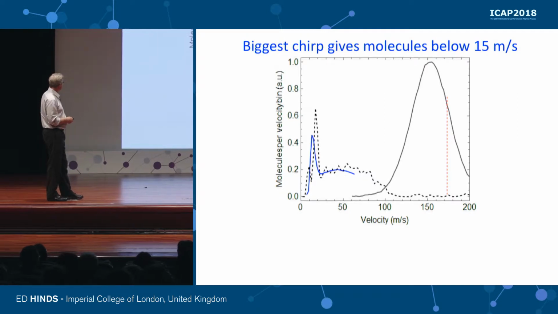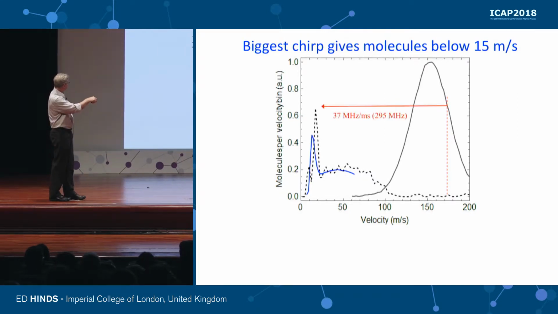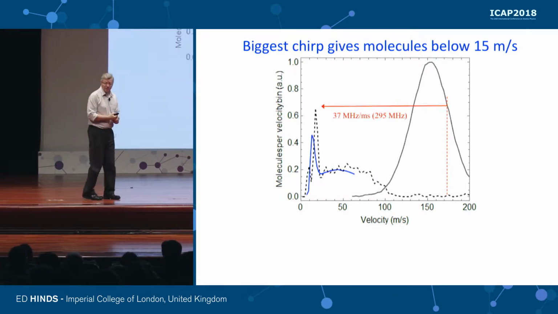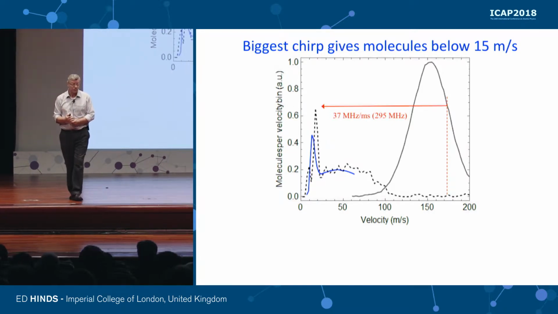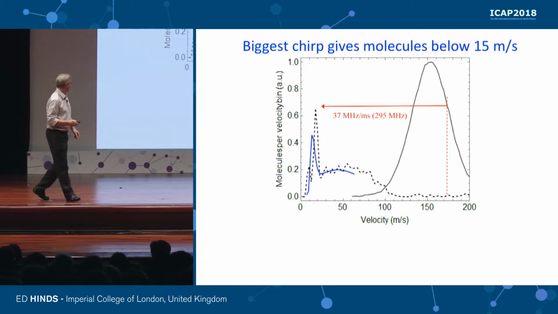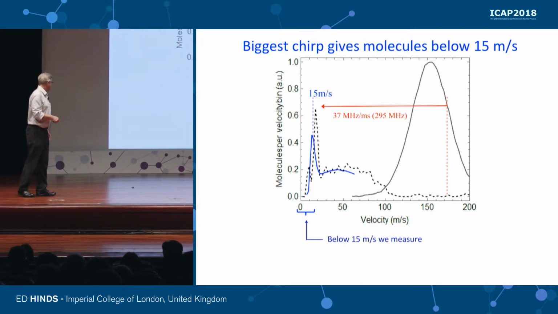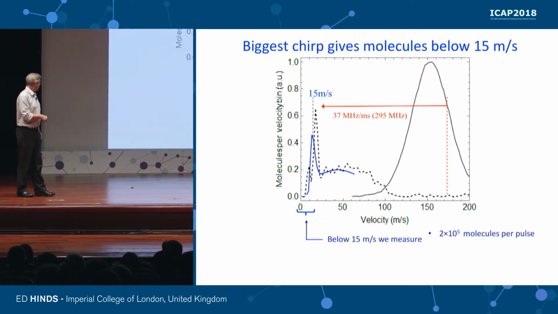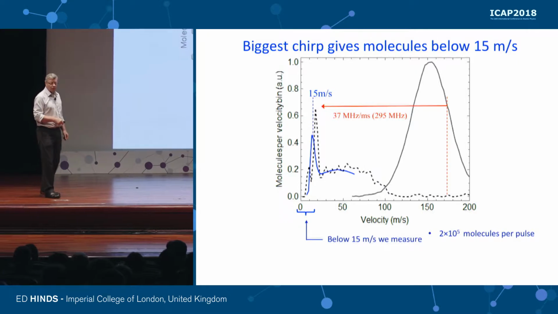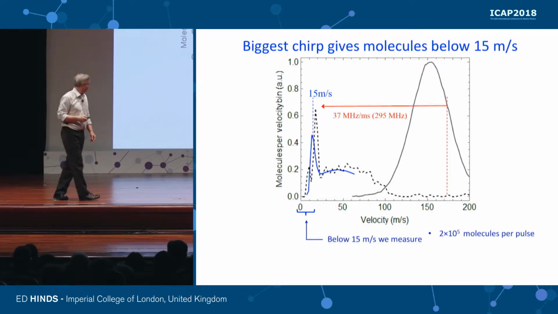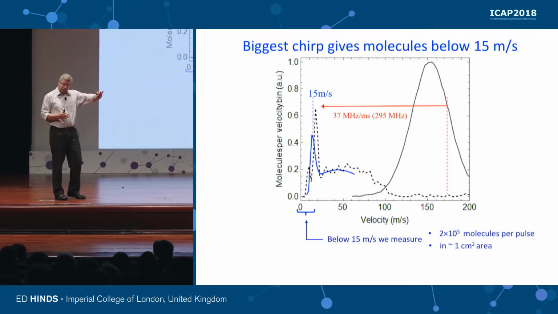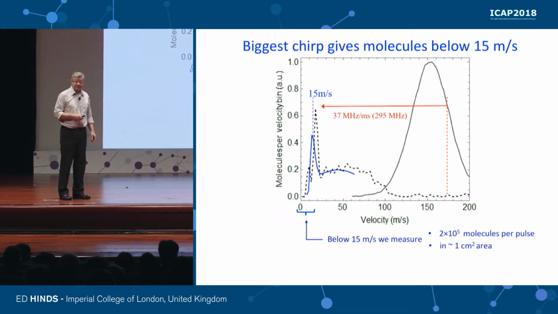With the biggest chirp, we get molecules below 15 meters per second. And we like 15 meters per second because that is roughly the capture velocity of the MOT. So below 15 meters per second, we measure about 200,000 molecules per pulse of the beam. And they arrive in a cross-sectional area of about 1 square centimeter.